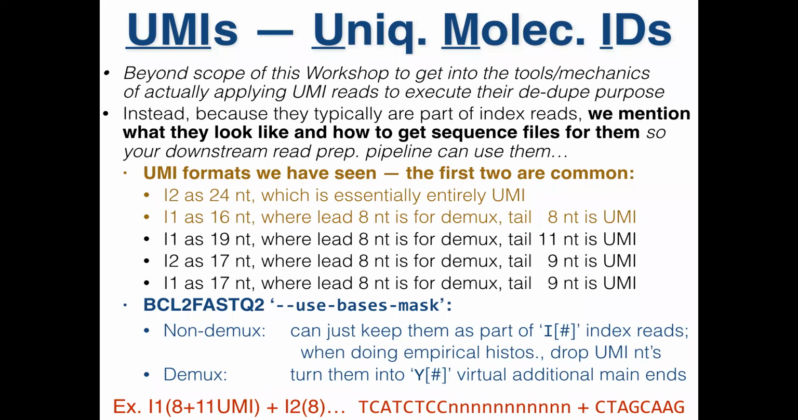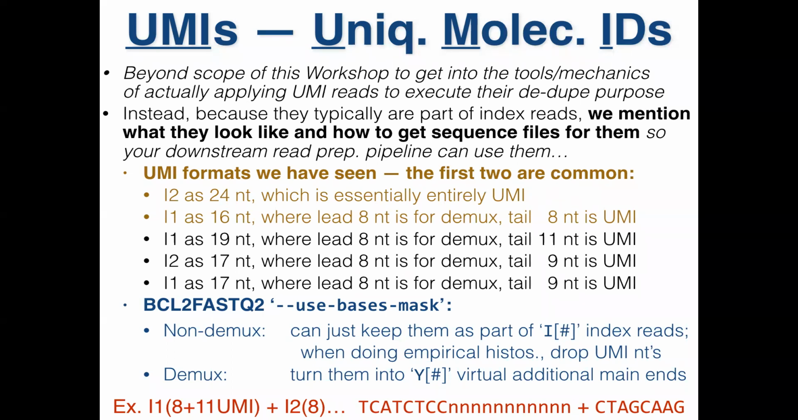But when you get to demux, then this is really different, because in demux, the UMI bases do not participate in the demux of the file. You don't want to have to list in the sample sheet every possible UMI sequence variation. No, you just want to ignore the UMI bases. And so the way that is done is instead of putting them in the I, you put them in the Y.